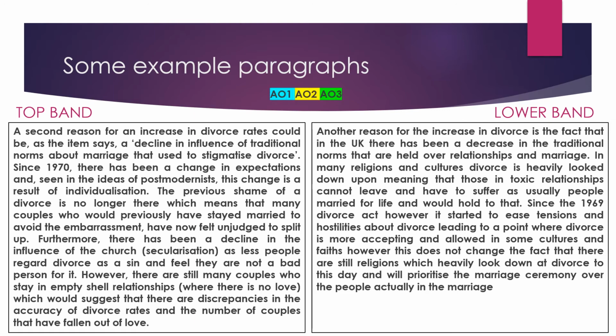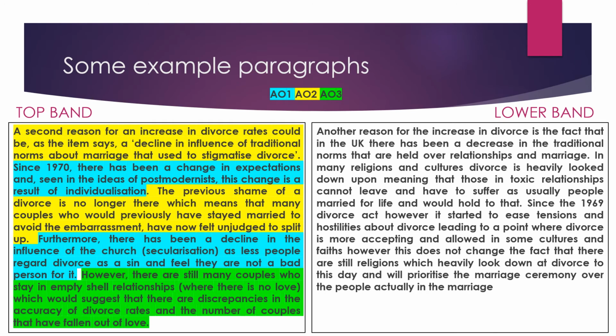So if we take a look at AO1, AO2, AO3 in the top band, you can see the top band answer starts off with a lot of AO2. They've talked about a second reason, because this is the second paragraph of the answer. They've talked about divorce rates, they've used the item, and they've used an element of the item as the starting point for their paragraph. The bits in blue are AO1, factual information. It talks about since the 1970s, which actually could be more of an AO2 because it's referencing the question.